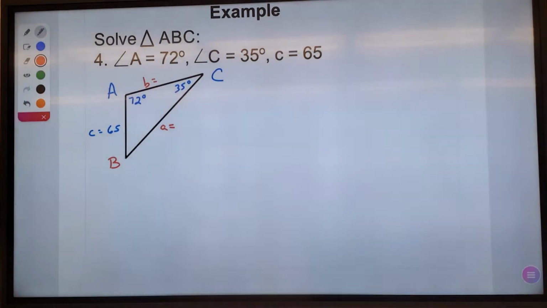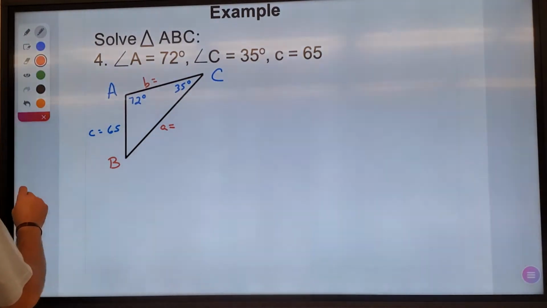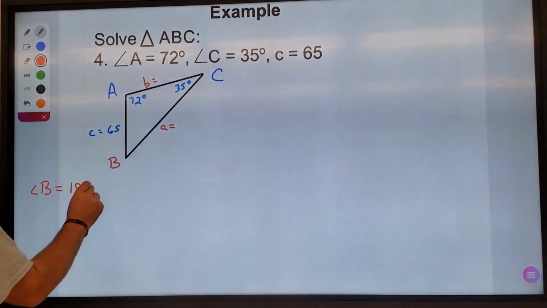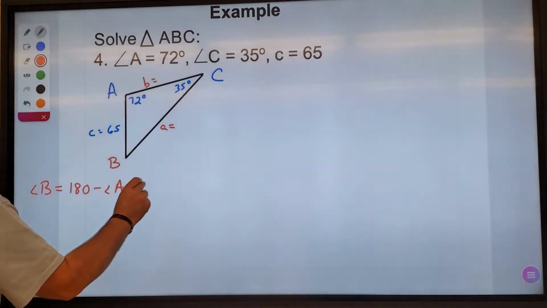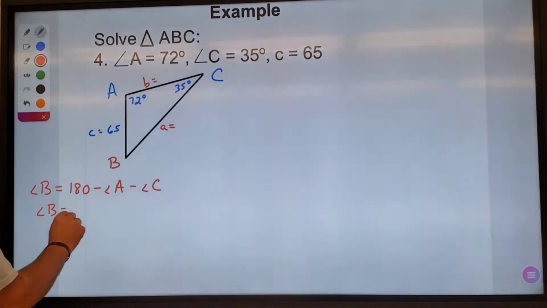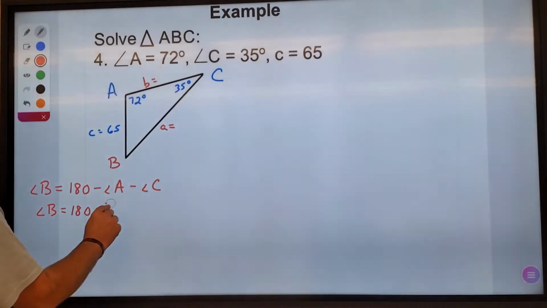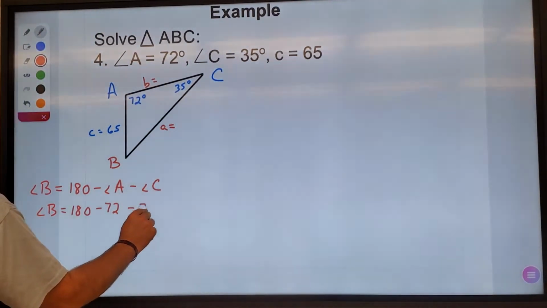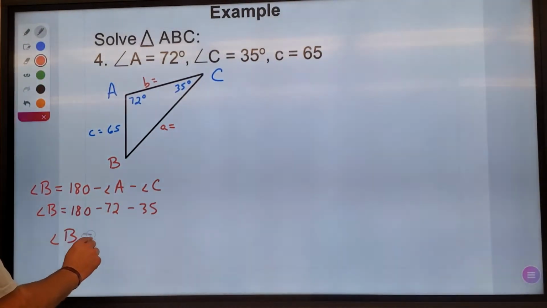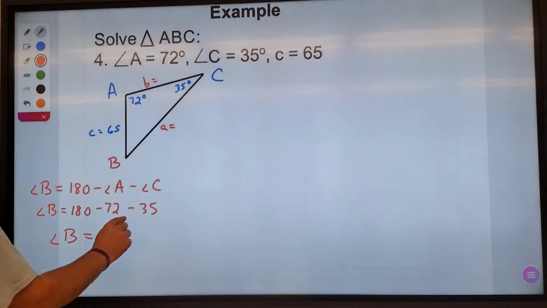Okay. This is a similar situation to number 1, where I have 2 of the angles that have been given to me, so it's pretty easy to find the third angle. So let's go ahead and find angle B right away. So angle B is equal to 180 minus angle A minus angle C. So that means angle B is equal to 180 minus the 72 minus the 35. So angle B is equal to 73 degrees.